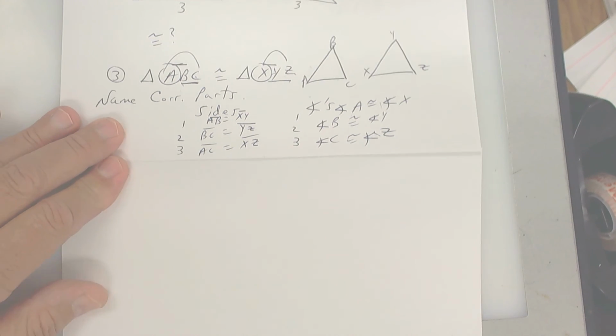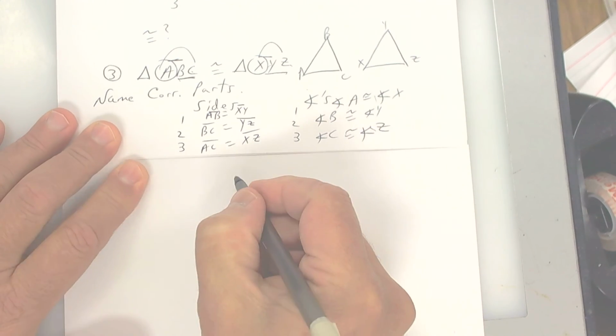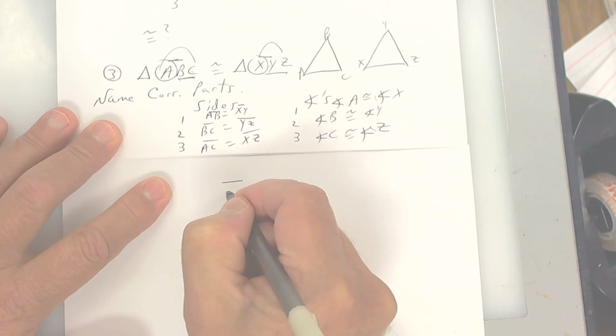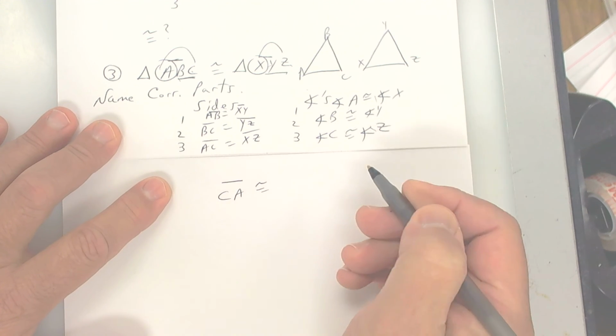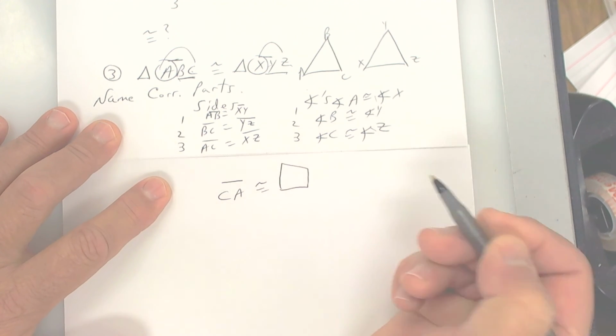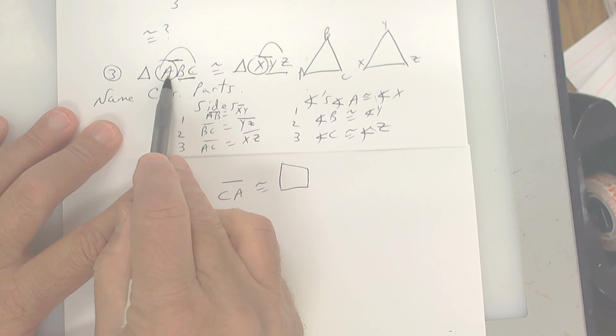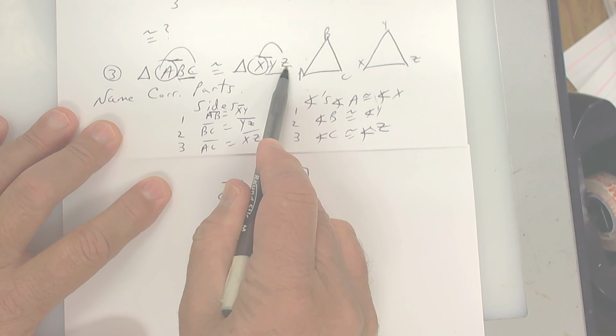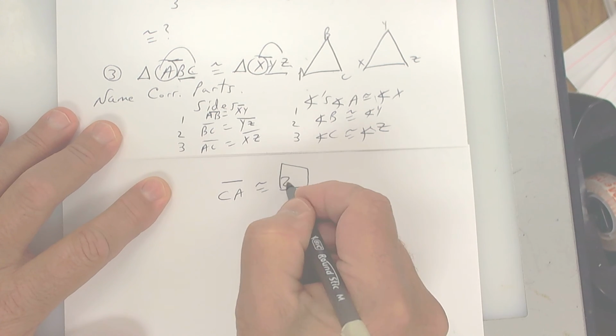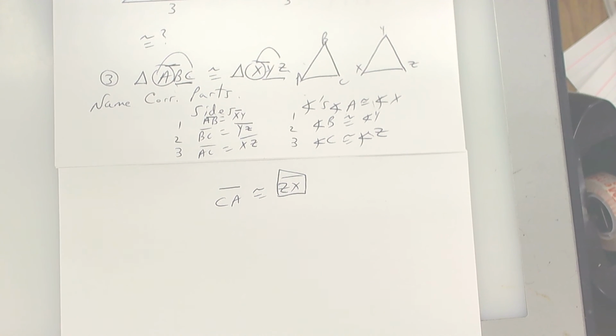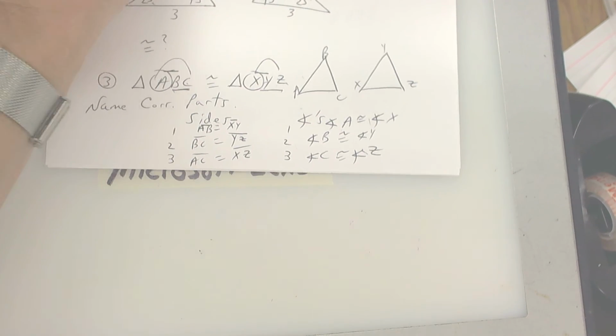Now, let's say they switch the pattern on you. Let's say they say side CA is congruent to which one? Copy that down. Well, CA is going backwards, so you got to go backwards. So you're going to put ZX. That's it. Really pretty simple. Now again, I don't know where that is in the book, but I wanted to show you that.